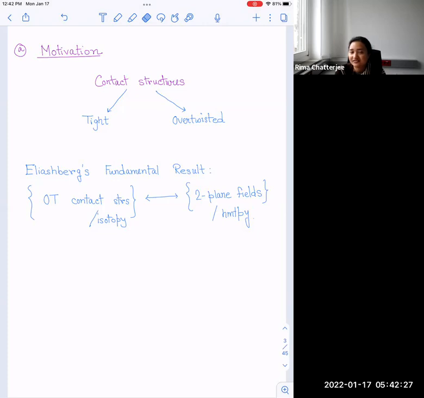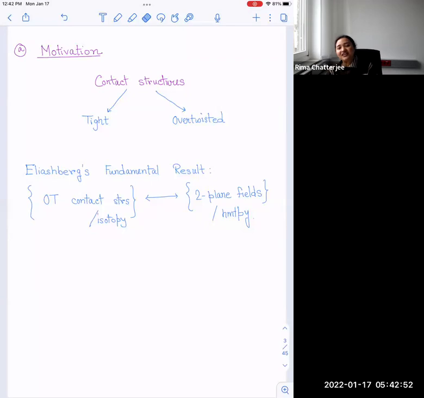And the reason is that the classification of tight contact structures, or the existence of tight contact structures, is a really interesting problem in contact geometry. So what about the overtwisted contact structures? Are they neglected? That's the obvious question, right? But the truth is no, that's not true.